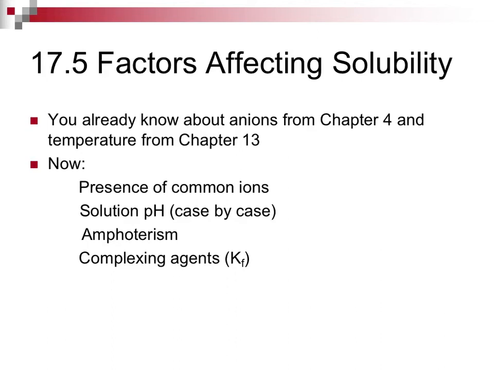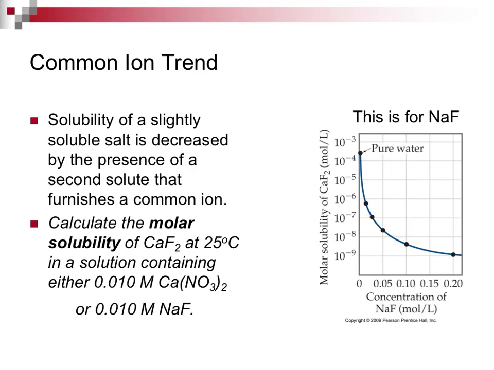You already know about anions from back in Chemistry 1210, Chapter 4, and you already know about temperature effects on solubility from Chapter 17. What I've done here is broken this into pieces. Part 1 is the presence of common ions, part 2 is solution pH case by case, and part 3, which is possibly the most challenging, is complex ions. But let's do common ions first.